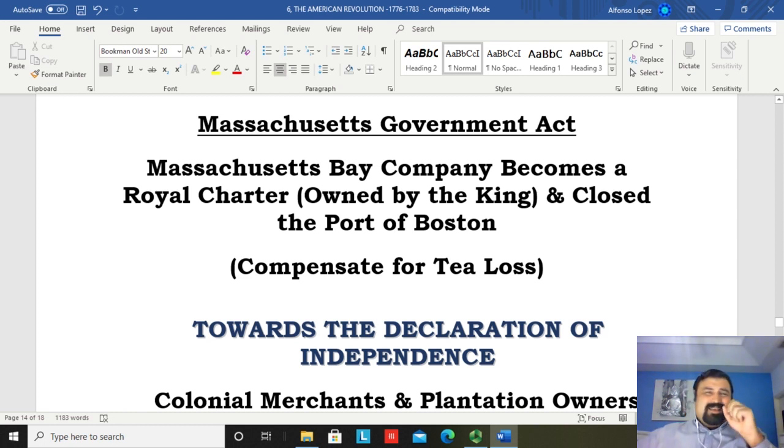Well, the Massachusetts Government Act pretty much changed the status of the Massachusetts colony from being a private company. Remember, this is something we covered already in the second topic of the semester, looking at early colonization, how the British established a series of trading companies in North America. They were owned by private merchants, private investors. They were called joint stock companies.